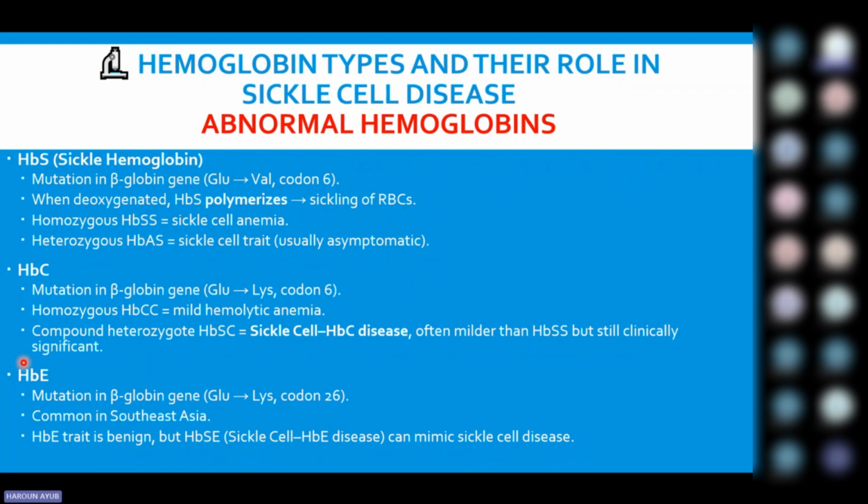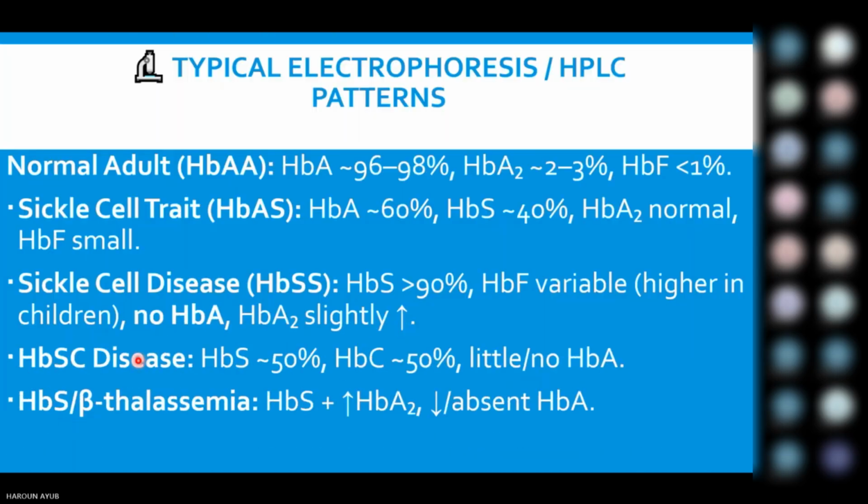The HbE mutation in the beta globin gene is in codon 26, and it's common in Southeast Asia. HbE trait is benign, but HbSE can mimic the sickle cell disease presentation. In a typical Hb electrophoresis or HPLC pattern, HPLC is part of the diagnostic workup for sickle cell. This is high performance liquid chromatography.